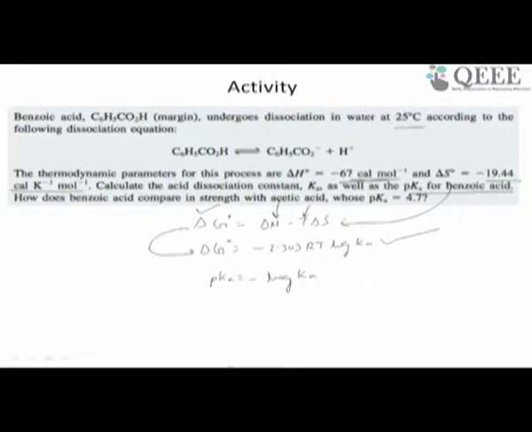For those of you who want to cross check after doing this example, I can give you the Ka value also. The Ka value is 6.4 into 10 power minus 5, and the pKa is negative log, so it will be a little bit less than 5, so it is actually 4.2. Okay, so this is an activity, you can try it yourself in your own time.